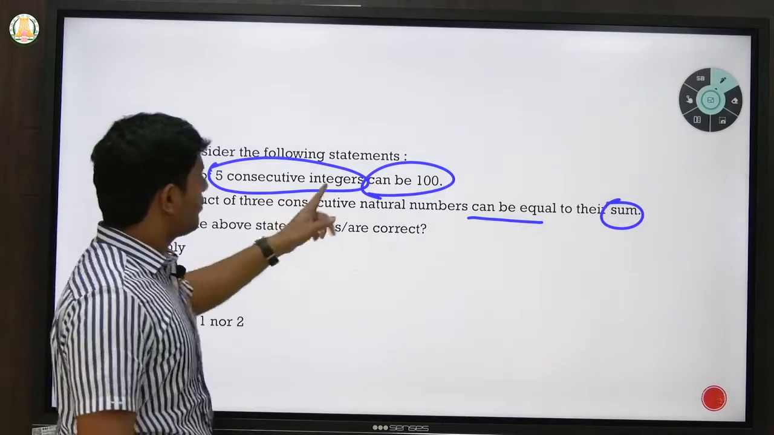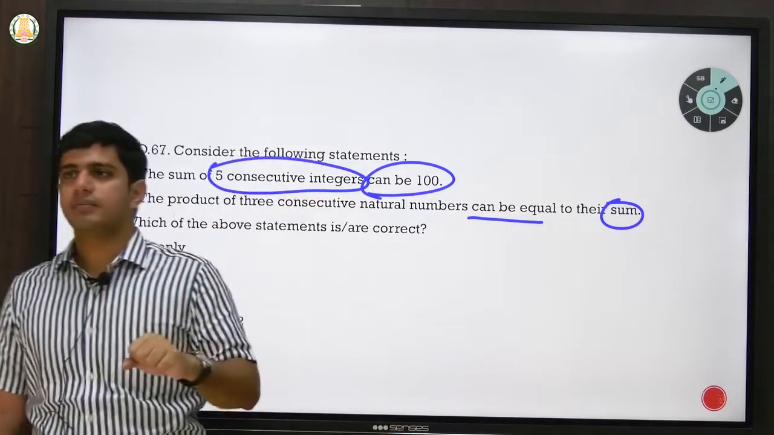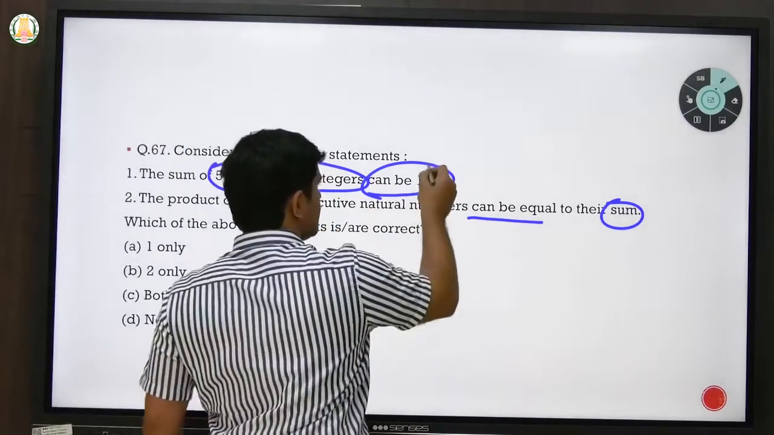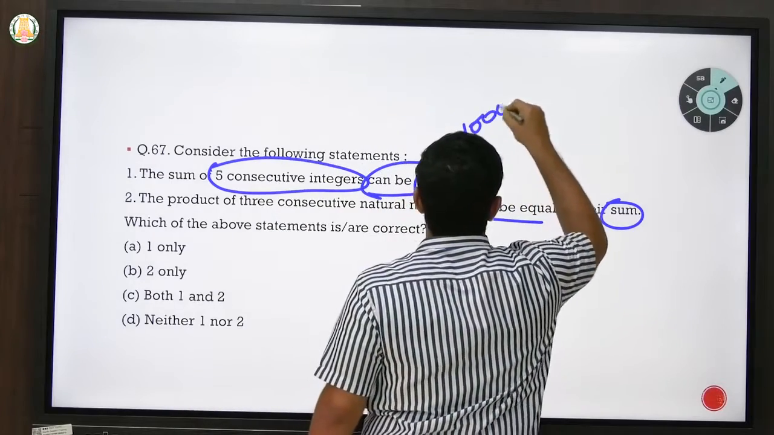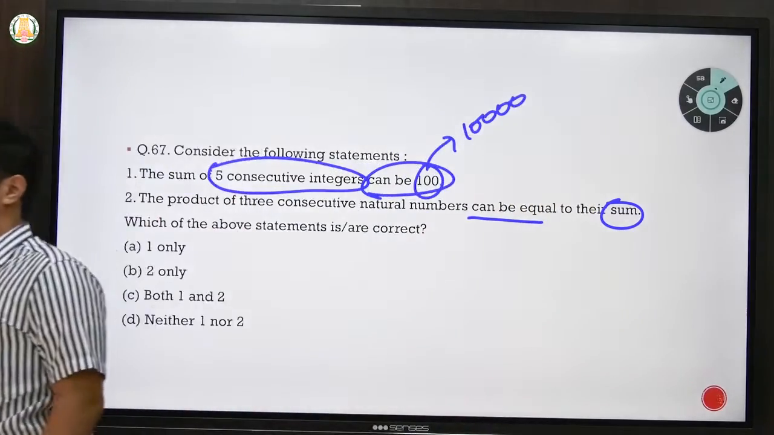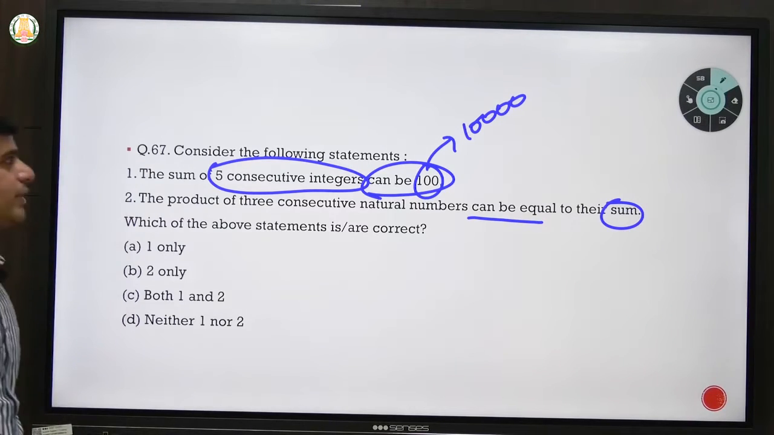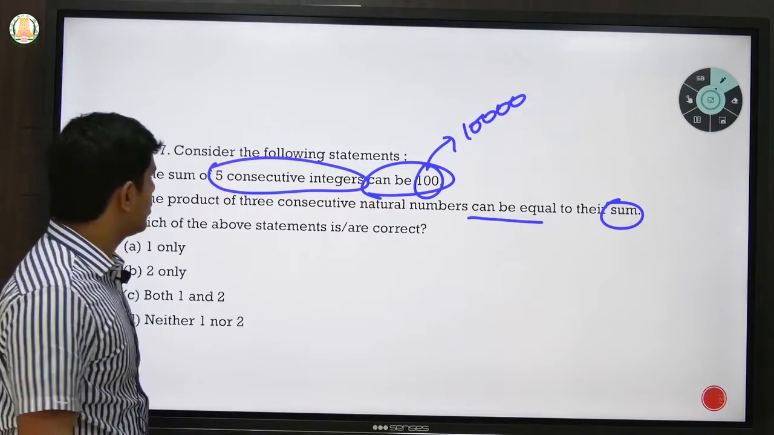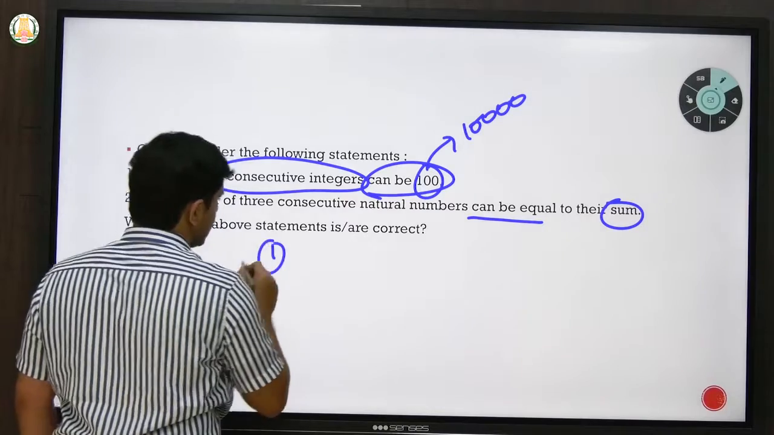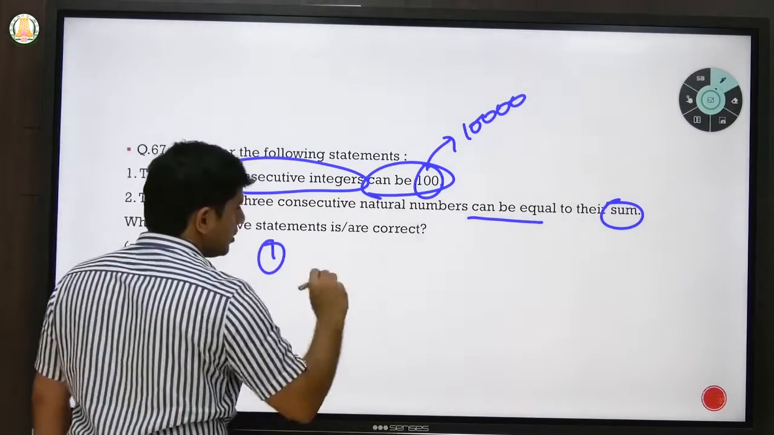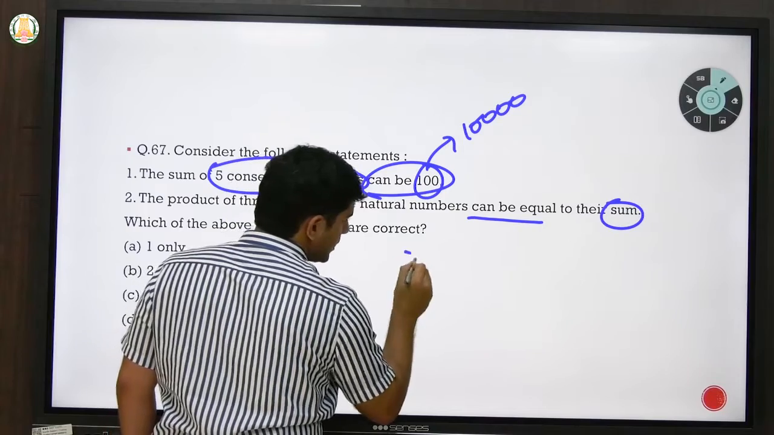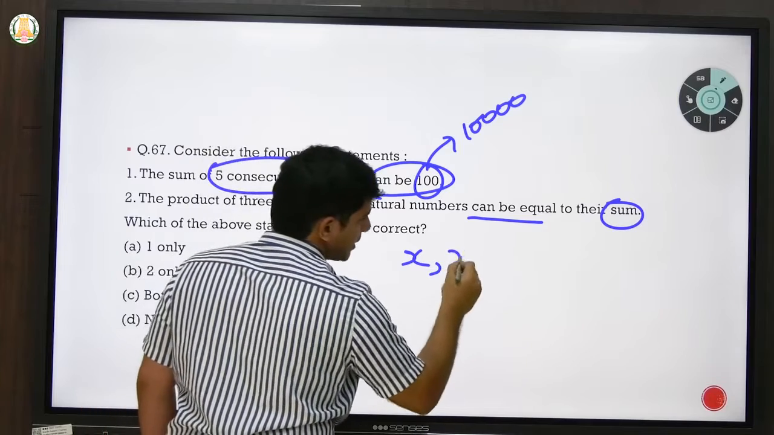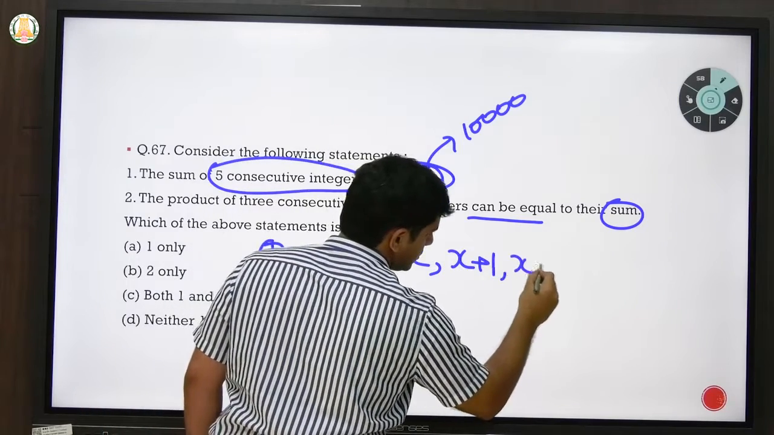So is it possible to have 5 consecutive integers whose sum will be 100? Okay, we don't know. The number here is 100, they could have given it as 10,000 also. Can you find out if the number is 500? So we should have a general kind of a thing. What we do when we don't know is we assume things. So first let's only do the first statement. If there is a number x, what will be the consecutive next numbers? x plus 1, x plus 2.